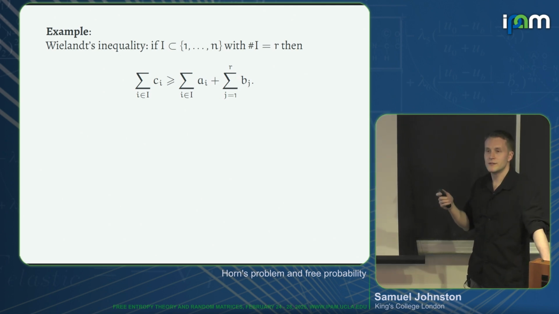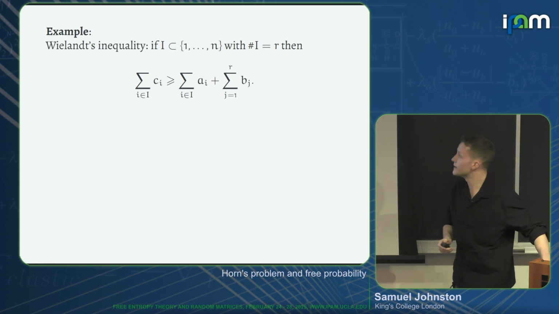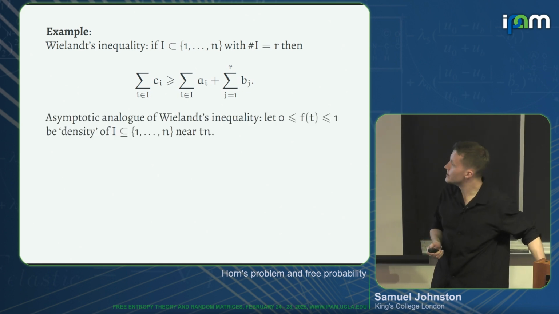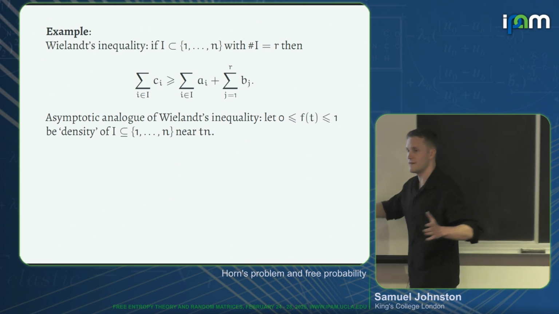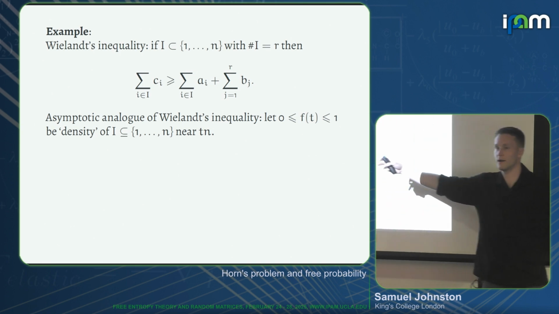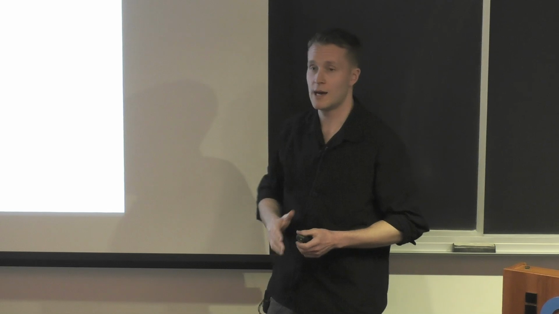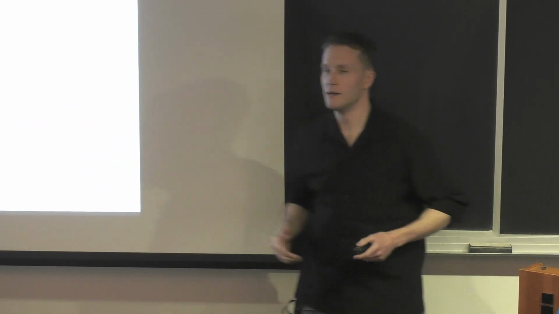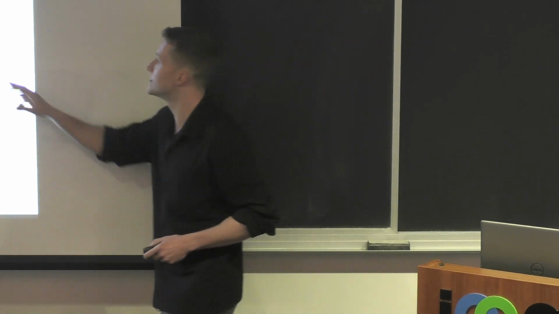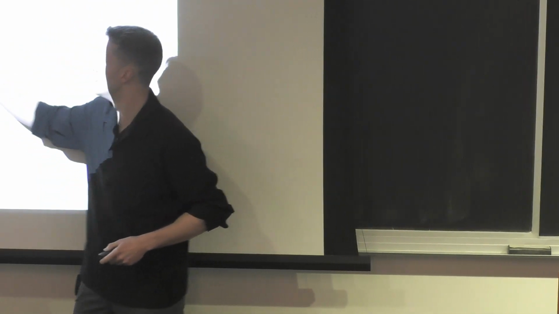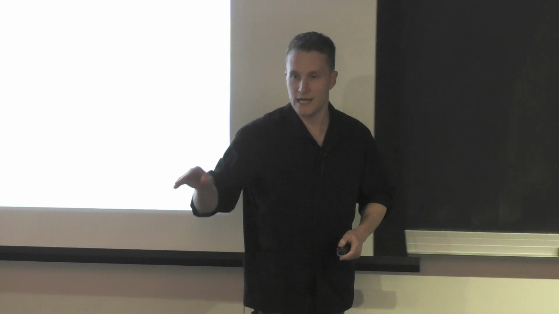Okay, let's consider developing an asymptotic analog of this inequality as n tends to infinity. So imagine we have n tending to infinity, and we have this giant line of numbers from 1 to n, and we have this subset of this line. If we want to describe such a subset asymptotically, we might describe its local density, f of t, of the number of elements near a point tn.